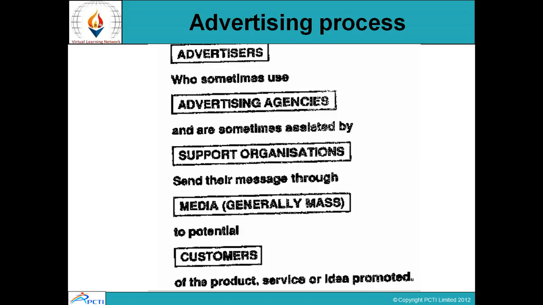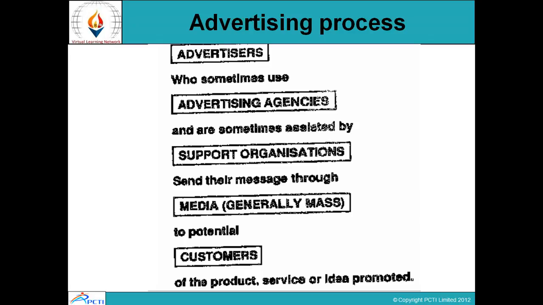Now let us learn what exactly the advertising process is. The advertising process basically involves 5 important entities. The first is advertisers, second is advertising agencies, third is support organizations, fourth is media agency or media, that is generally mass, and the last but not the least, the customer. So the advertising process focuses on these 5 important ingredients. I am repeating: advertisers, advertising agencies, support organizations, media, and of course customers.